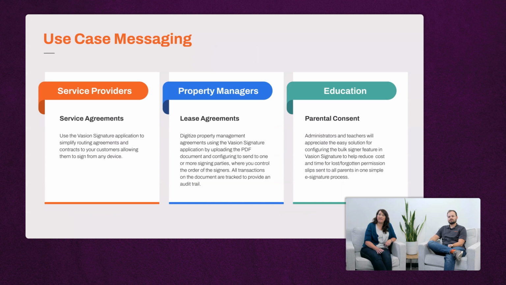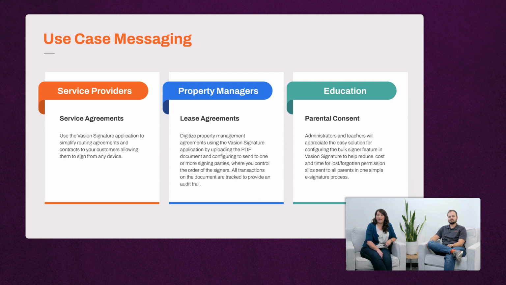Building off the previous slide and the processes that were discussed in that last slide, this is the specific use case messaging that you can pass along to your customers. For a single signer process, use the Vasion signature application to simplify routing agreements and contracts to your customers, allowing them to sign from any device.